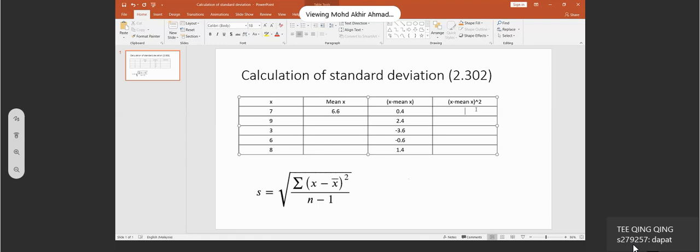Asking Siti Nurul Fasiha. Yes, sir. Okay, dekat kolom pertama untuk x minus x bar power by 2 ni dapat berapa? Ada kalkulator tak? Ada. Okay, 0.4 power by 2 dapat berapa? 0.16. Okay, good. Then second column? 5.76. Okay, third column?